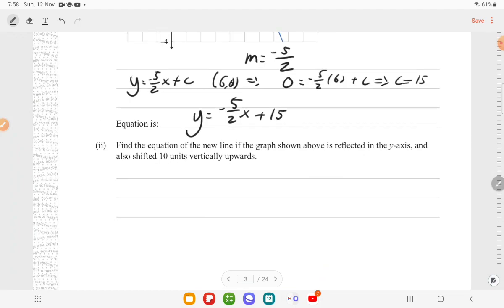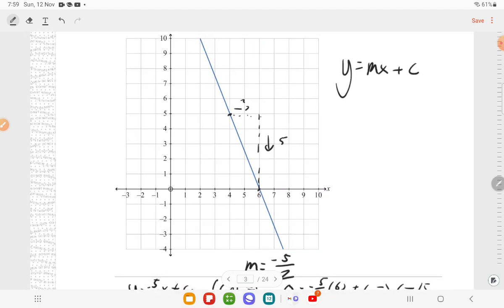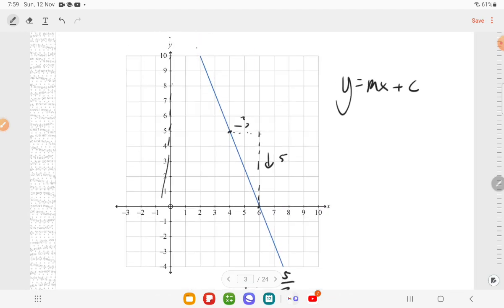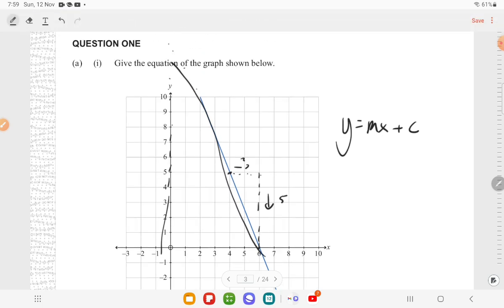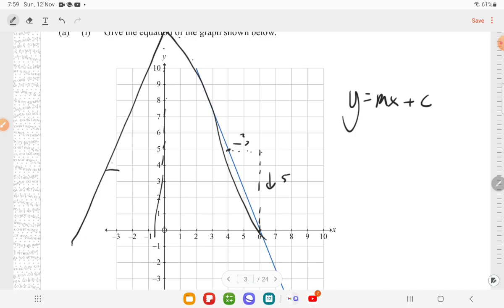Find the equation of the new line if the graph shown above is reflected in the y-axis and also shifted 10 units vertically upwards. If this is reflected in the y-axis, like across here, then this graph would be a linear graph going this way, with a positive gradient, which goes 2 to the right and 5 upwards.